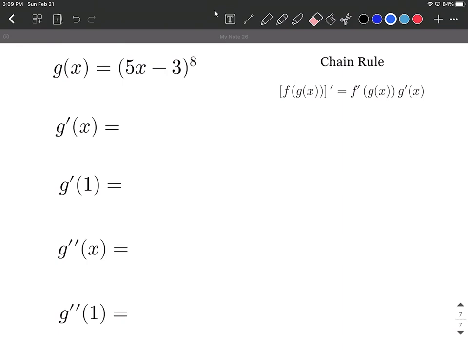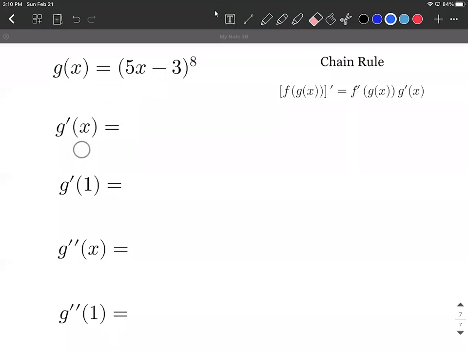Why we need to use it is we have an inner function, 5x - 3, all raised to the exponent of 8. So that means you can kind of visualize this as maybe like x to the 8th power. That's the outer function. And then our inner function, g of x, is going to represent 5x - 3.